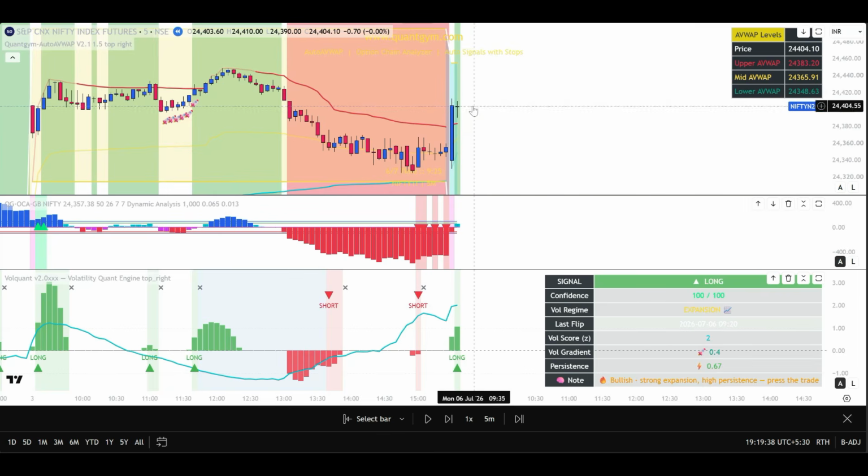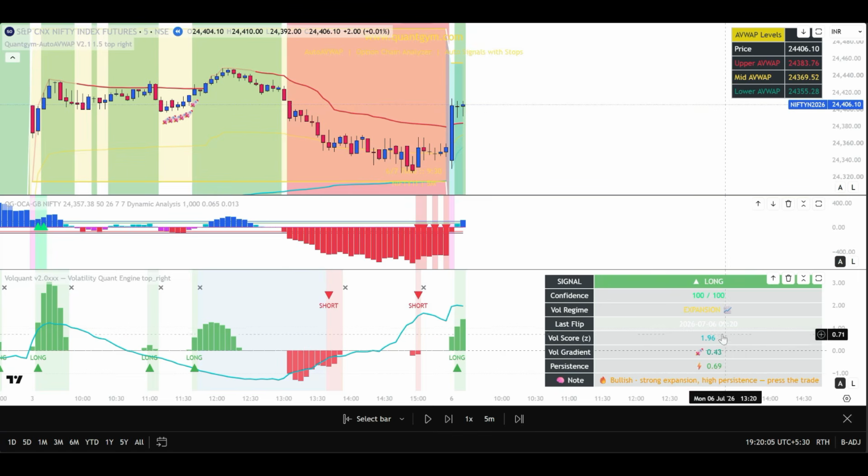Now, if I do the trade here, the price as of now is 24,404. So if I buy at 24,404, my stop loss will be the mid AVWAP, which is 24,365, around 40 points. So I buy futures or I buy options. If you're buying options, try to stick to ATM or one strike in the money. Don't go outside that. Let's go one bar further.